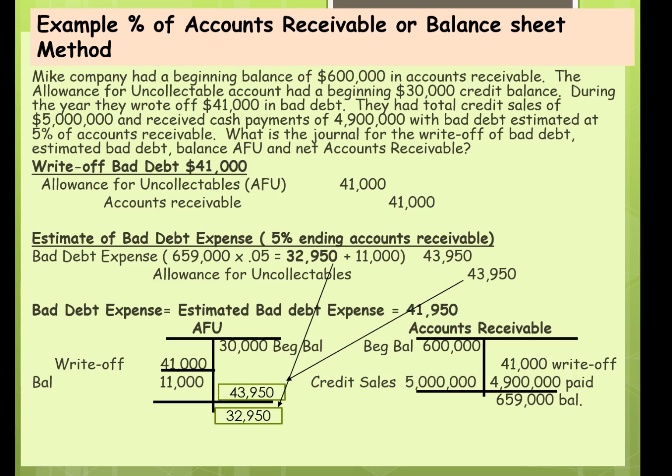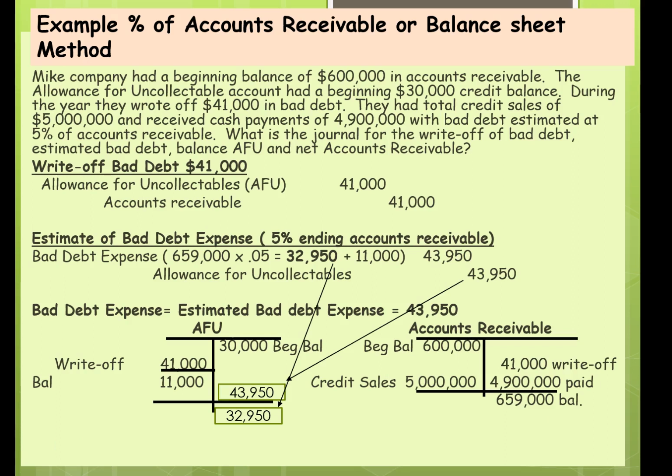So bad debt expense is $41,950. I'm sorry, bad debt expense is actually $43,950 because that's the adjustment we needed to get it to the correct balance.